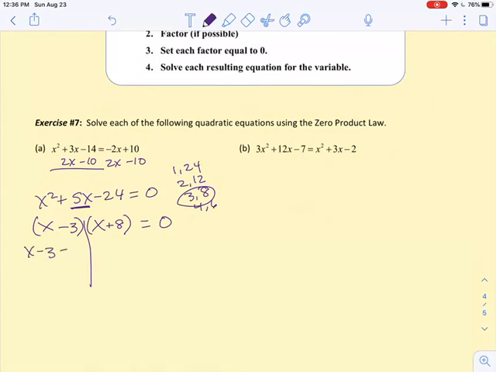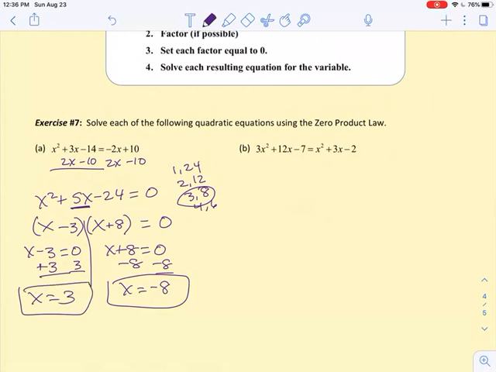And then I take each of these factors and set each factor equal to 0. The only thing that does is change the sign of the answer, because I'm going to have to do the opposite. I'm solving the resulting equations. And I get 2 answers. And those are my 2 answers there.